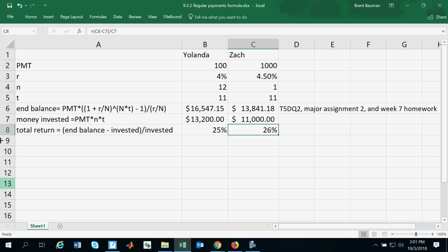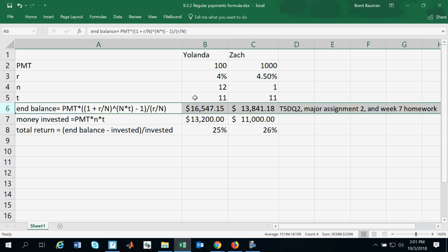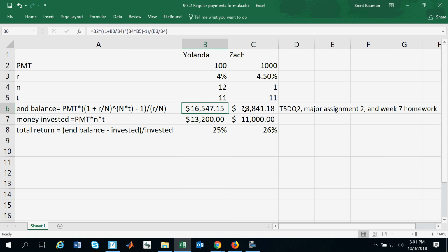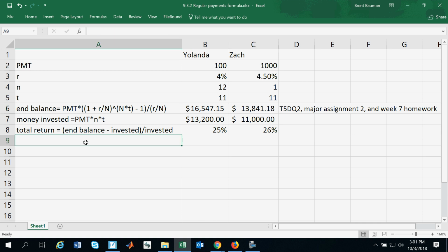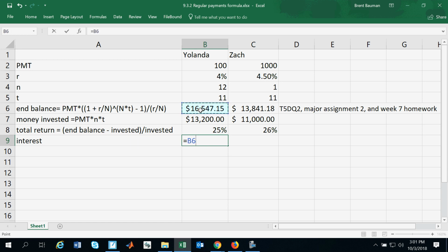Okay. So again, as you're working through the formula, depends on what part of the class you're in. If you're in topic 5 DQ2, you are here just calculating this. If you want to find just the interest, then we would just take the end balance minus the invested, and that would tell us how much interest was earned. So that's part of the discussion question as well, is determine the amount of interest, which is just the end balance minus however much was invested.